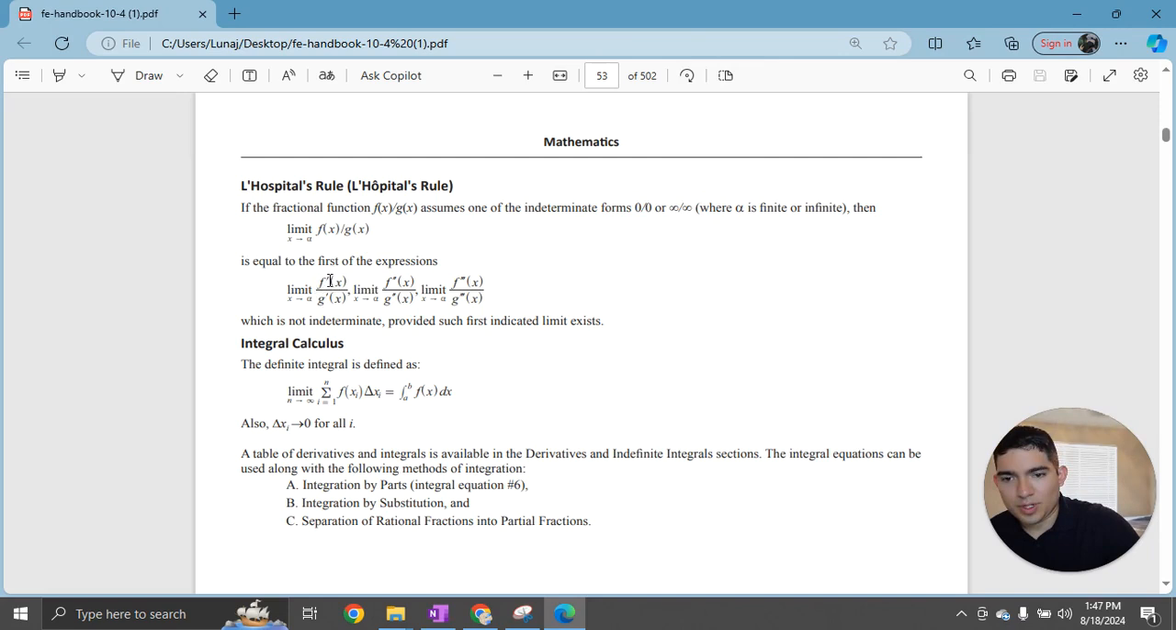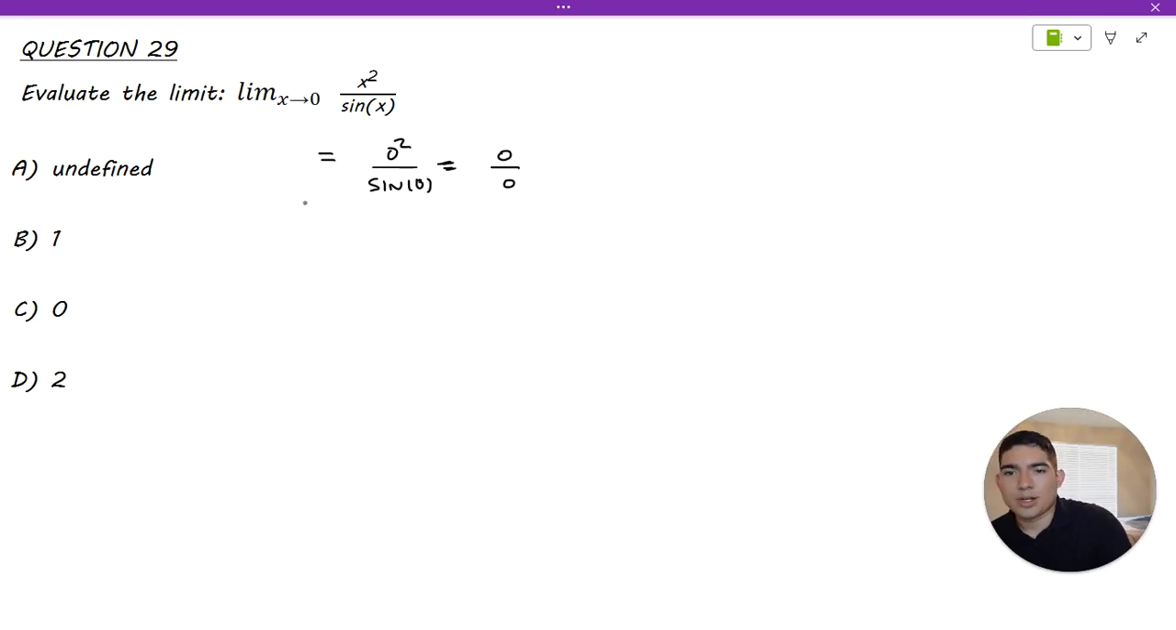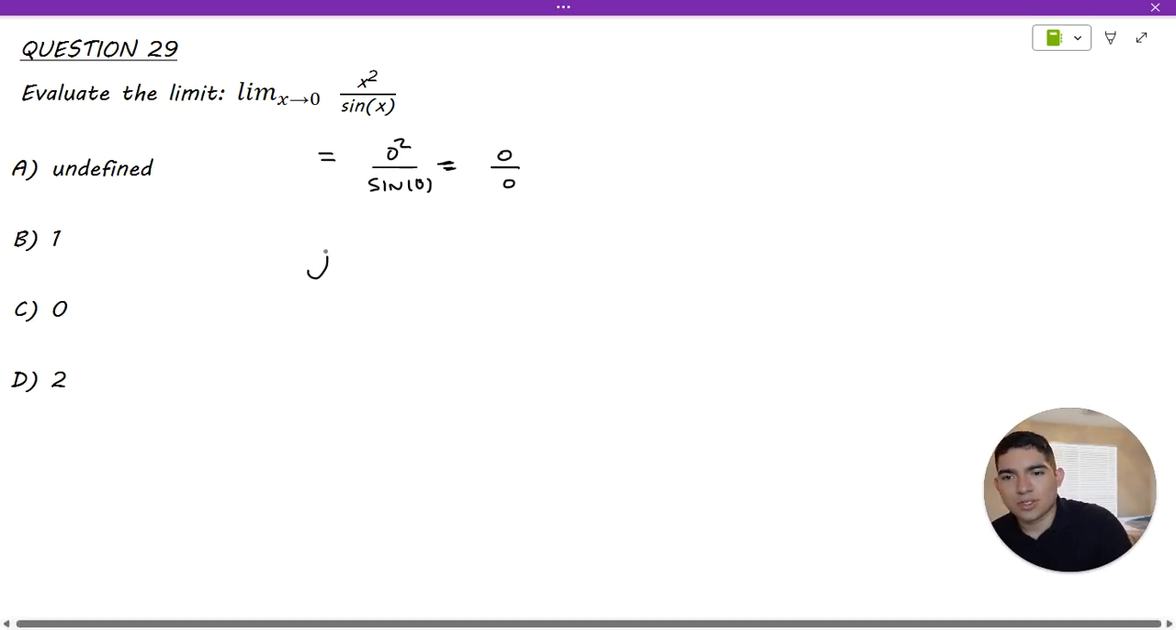So it's either going to be the limit as x approaches the original value of f prime of x over g prime of x. And what it says here with the second derivative and third derivative, it's basically indicating that if we take the first derivative of the top and the bottom and it still gives us an indeterminate form, we'll just take the derivative again until we basically get something that is not indeterminate. So in this case, we have an indeterminate form of 0 over 0.